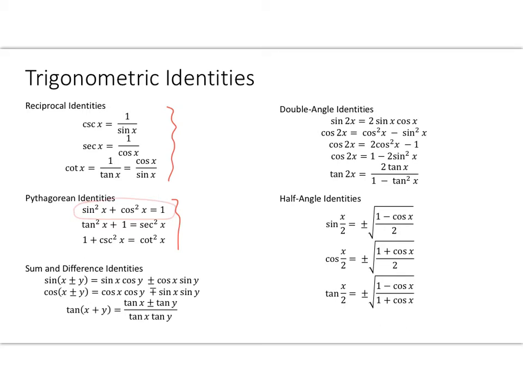We have our sum and difference identities. We have our double angle identities. We have our half angle identities. So we used this, cosine 2x equals cosine squared x minus sine squared x, earlier.